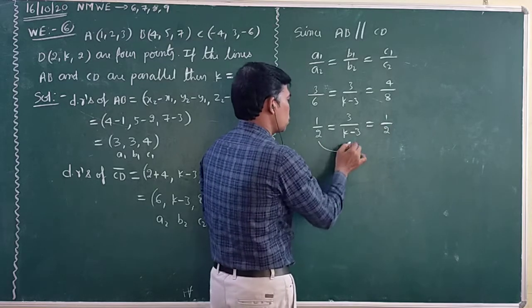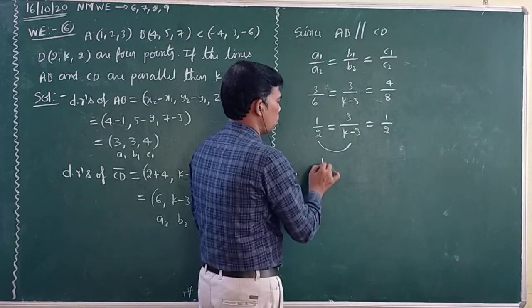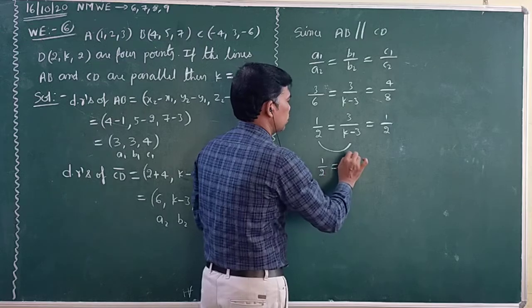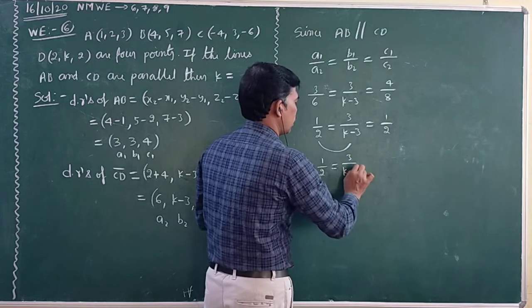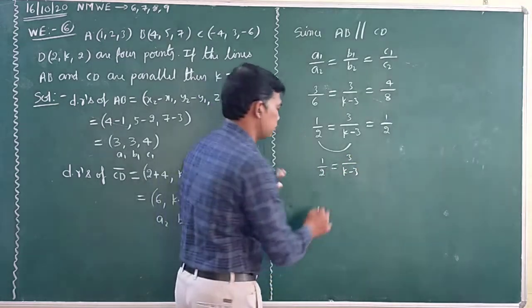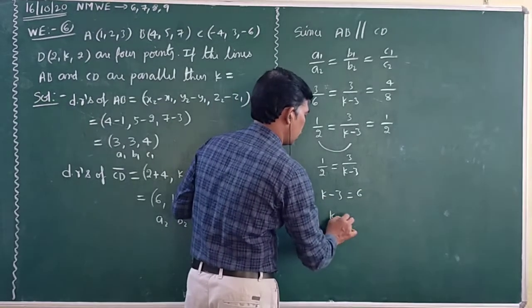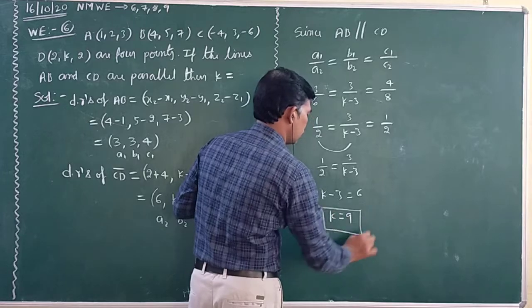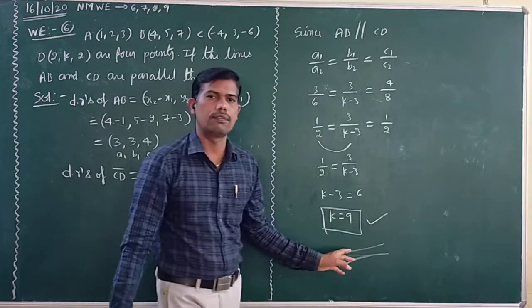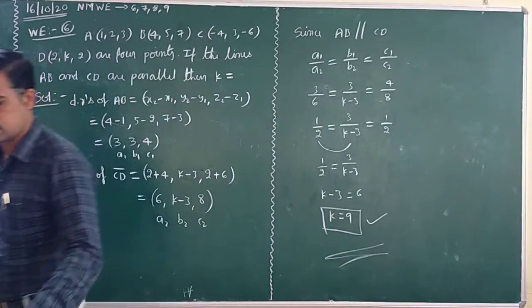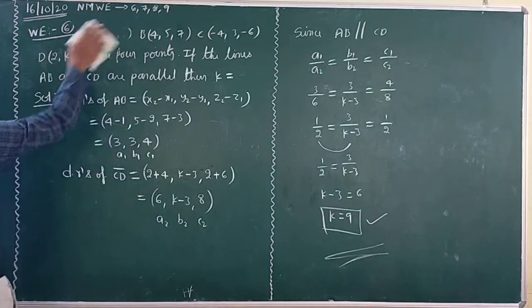Now equating these two, 1 by 2 is equal to 3 by k minus 3. Now take cross multiplication. K minus 3 is equal to 6. Finally, k is equal to 9. So this is the value of k. Okay, next problem.